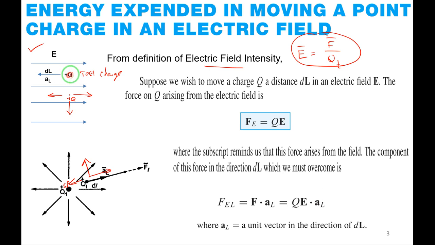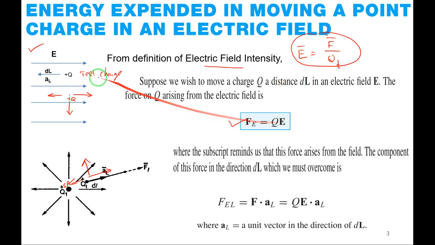The force experienced by the test charge in the field, I can write as Fe, or simply the F vector. So Fe is equal to Q into E. By definition of electric field, it is the force acting on unit positive charge. What is F? F is equal to Q into E. So by definition of electric field intensity, F is equal to Q into E.